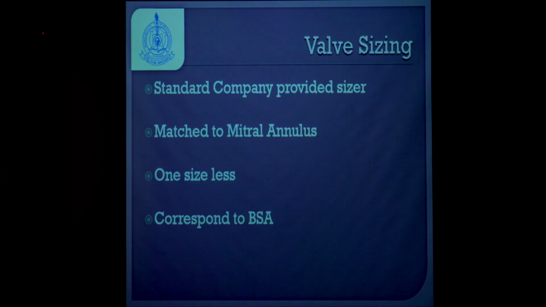So if we put in a mitral valve that is exactly fit, there may be some disruption and some tension between the contraction of the LV and the mitral valve, which can cause AV disruption. So that is why we generally tend to size it one size less. Another thing that we generally tend to follow is to correspond to the patient's body surface area.